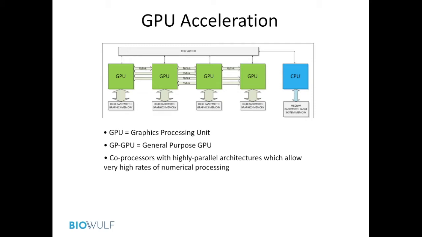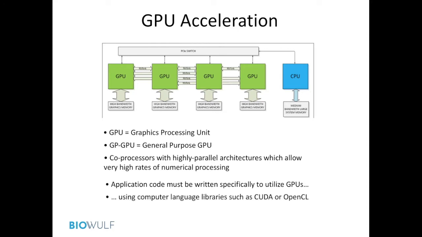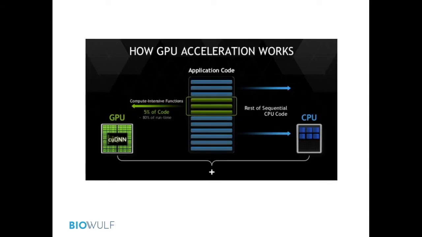In compute nodes, GPUs exist as coprocessors along with more typical CPUs, but their highly parallel architectures allow very high rates for numerical processing. Keep in mind that application code must be written specifically to utilize GPUs, generally using specialized libraries such as CUDA or OpenCL. This schematic demonstrates that during program execution, sequential code continues to be executed on CPUs, whereas code which is highly parallelizable runs on GPUs.